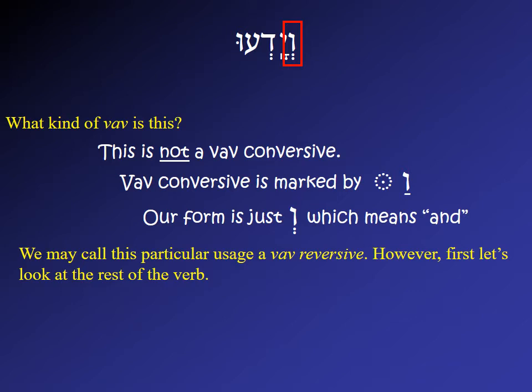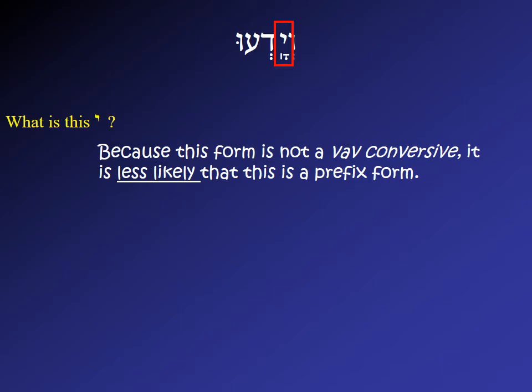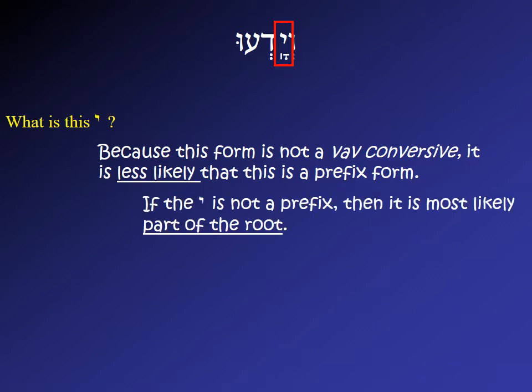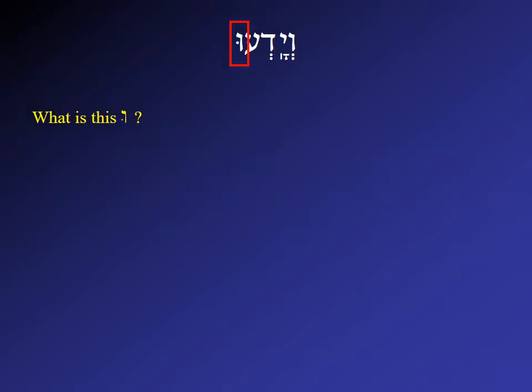But before we talk about vav reversive, let's look at the rest of the word. So here we have the first yod in the word. This yod is not a prefix because what we have here is not a vav conversive. We'll see other ways of distinguishing this form from the vav conversive in just a second. If the yod is not a prefix, then it's most likely part of the root. So the root that we have here is yod dalet ayin.